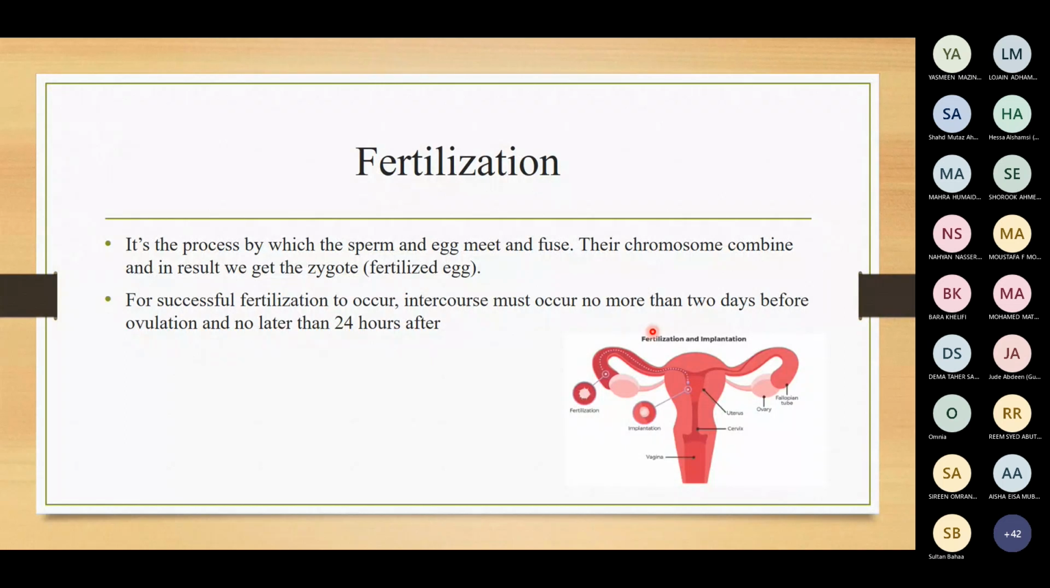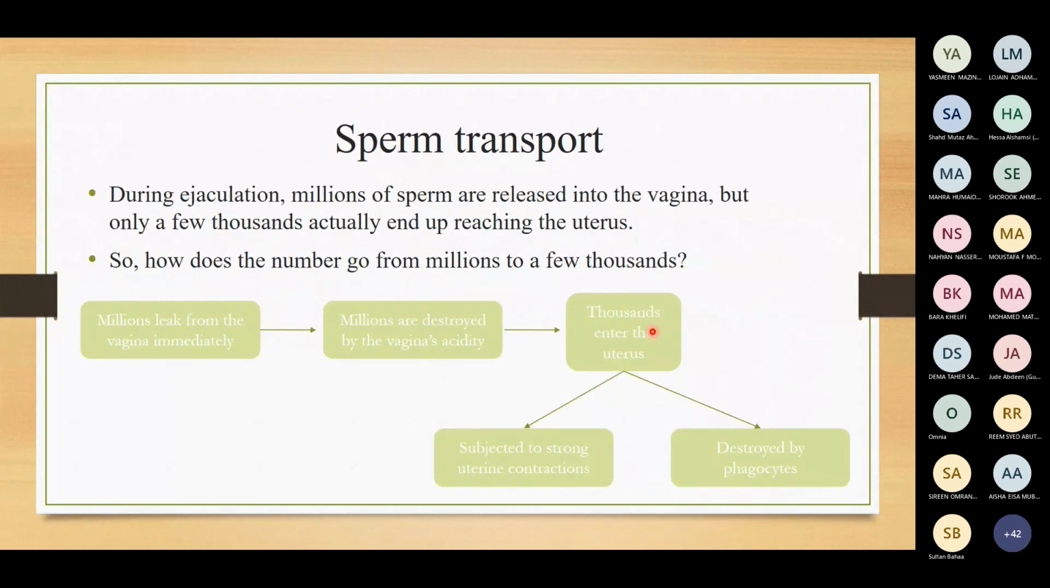Okay, so next, we're going to talk about sperm transport. Basically, when the male ejaculates, they release millions of sperm. But not all of them end up reaching the uterus. We don't get all the millions of sperm reaching the egg and all fertilizing it. That's not how it works. What happens is that only a few thousand end up reaching the uterus.